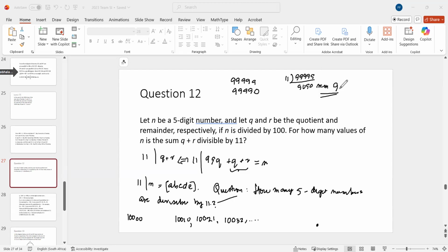I can't add 2 to this because you move into a 6-digit number. See, so I want to still remain at the 5-digit number. So this thing goes all the way up to 99990. So these are the multiples of 11.